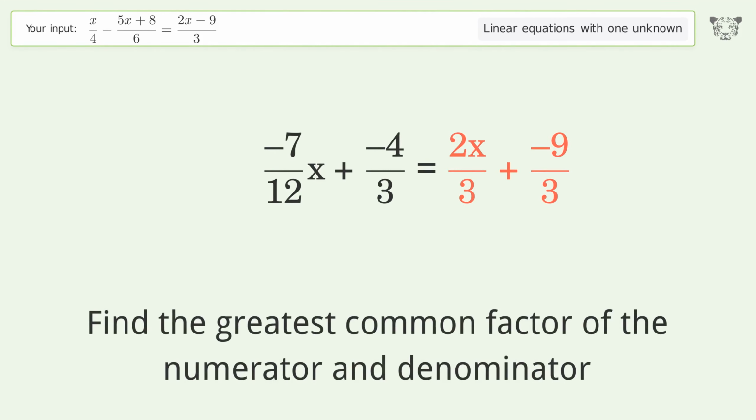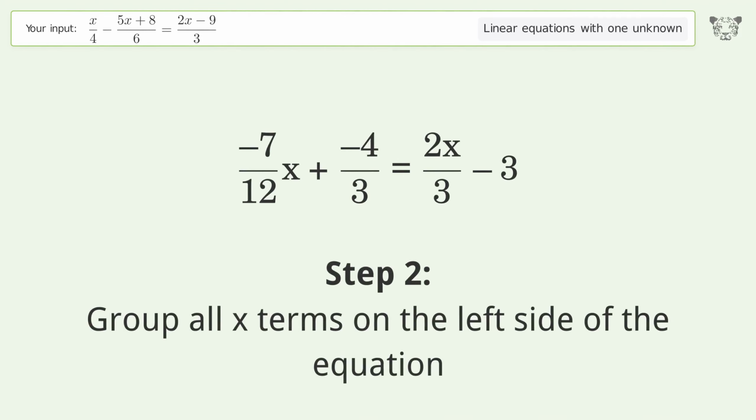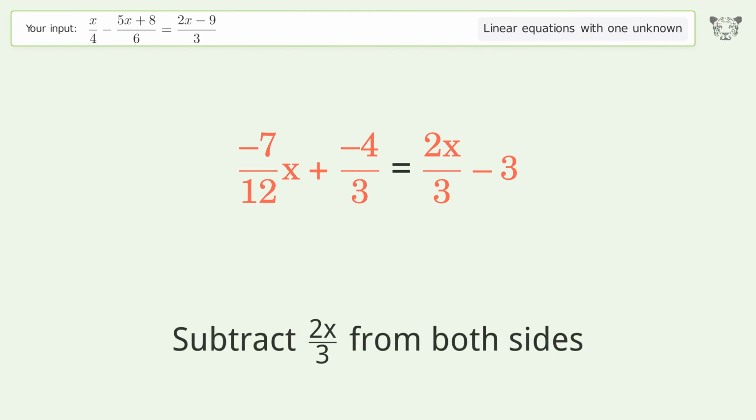Find the greatest common factor of the numerator and denominator. Factor out and cancel the greatest common factor. Group all x terms on the left side of the equation. Subtract 2x/3 from both sides.